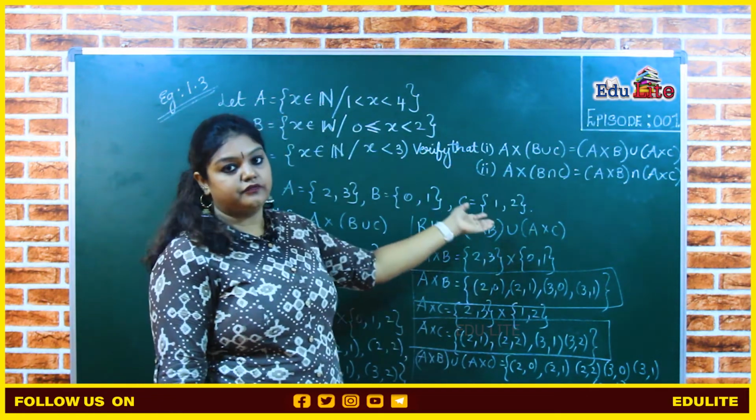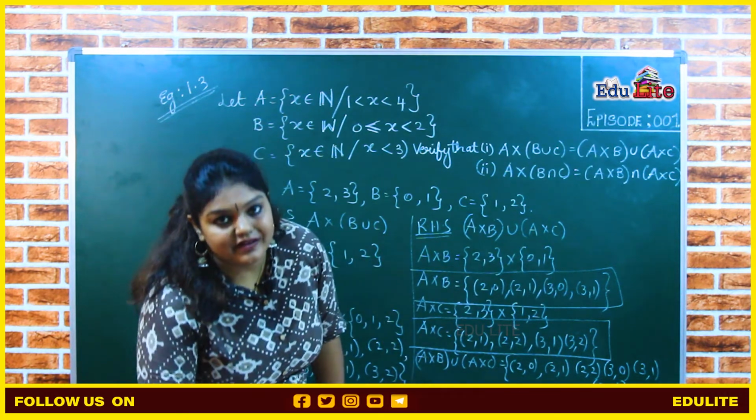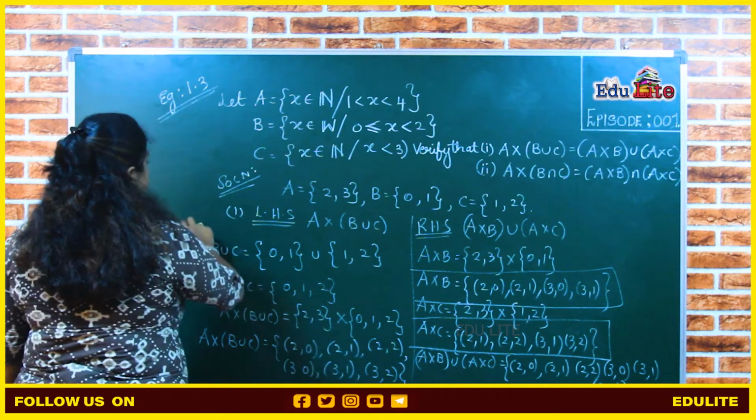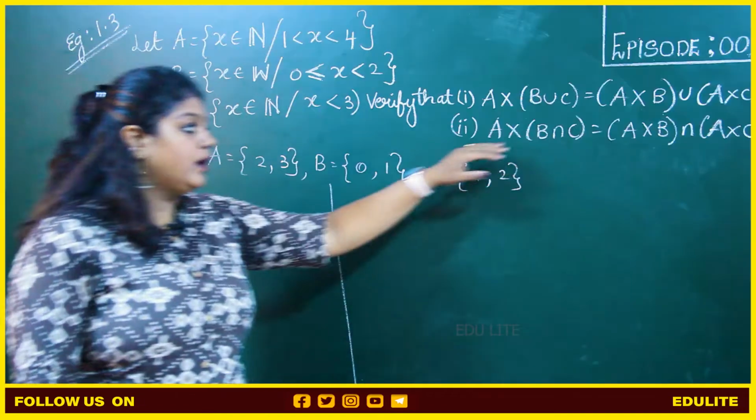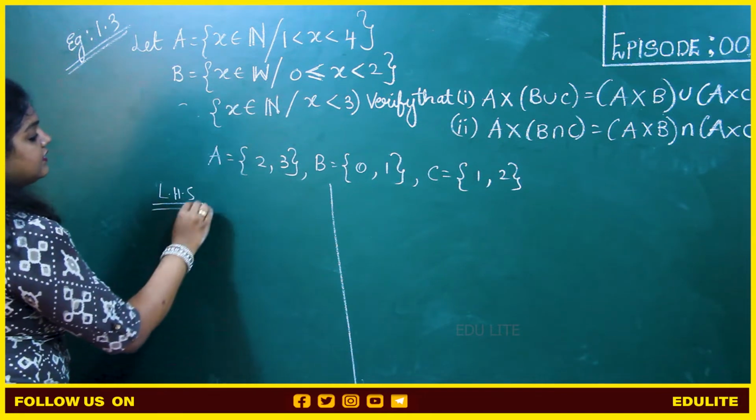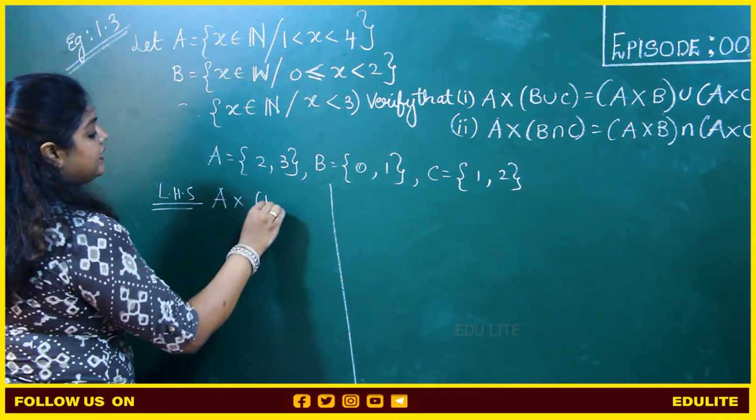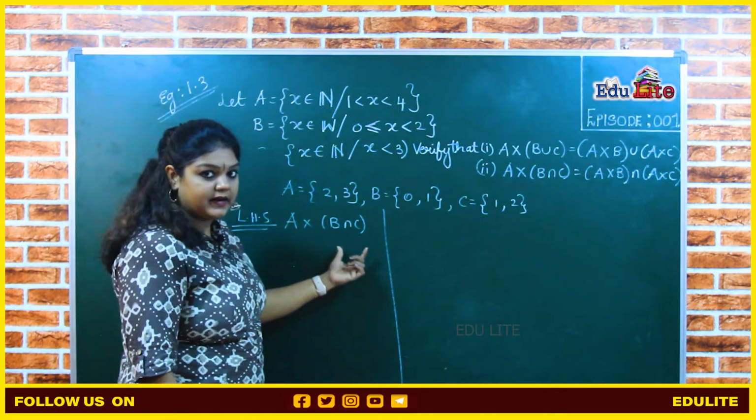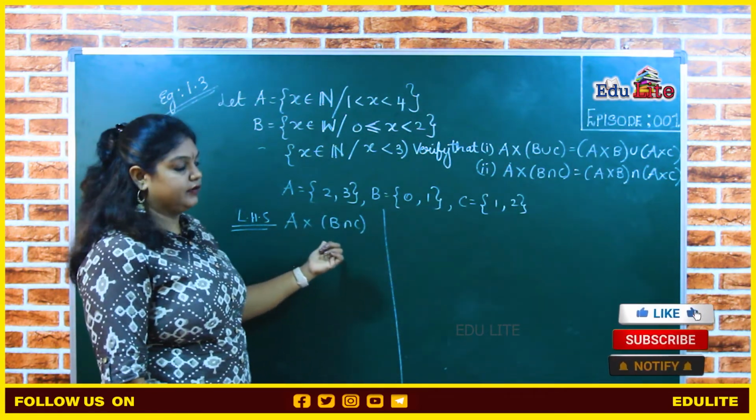Similarly we have to do it for the second subdivision. We will verify whether it is true for the second subdivision also. What is the left hand side? The left hand side is given as A cross (B intersection C). So the first step is to complete what is within the brackets. Next we go with the cross product.